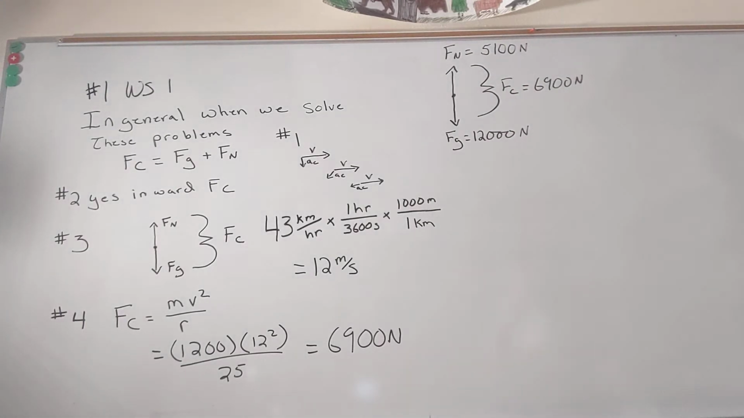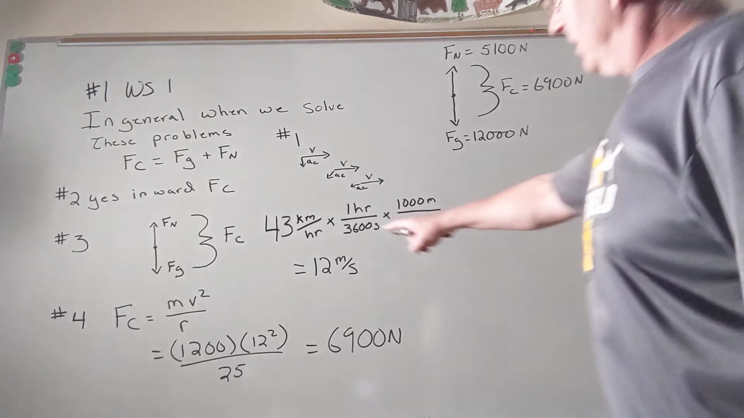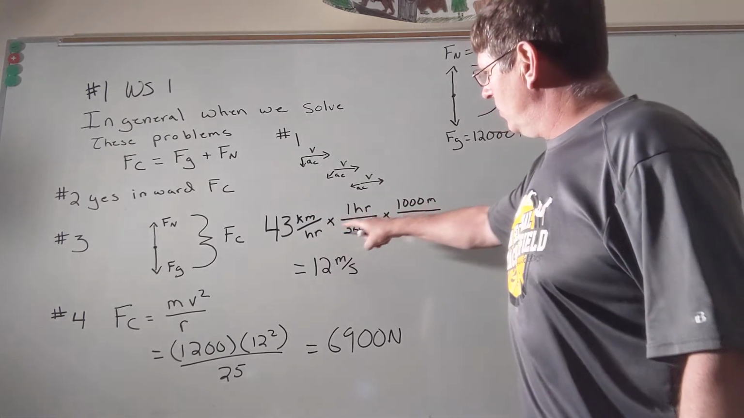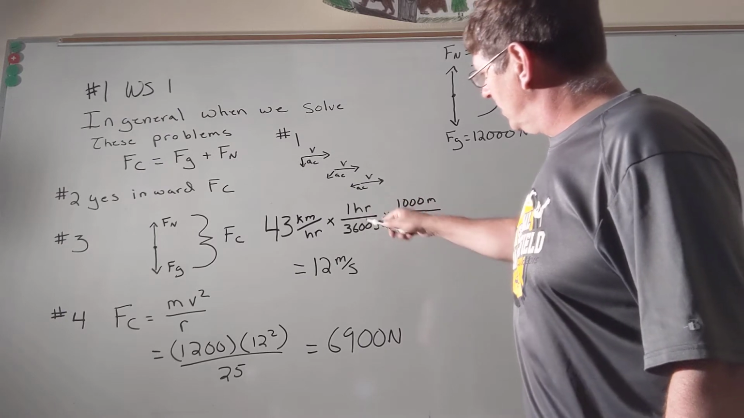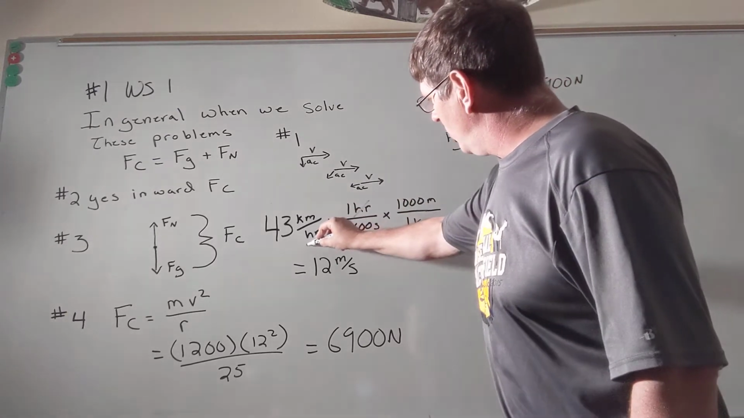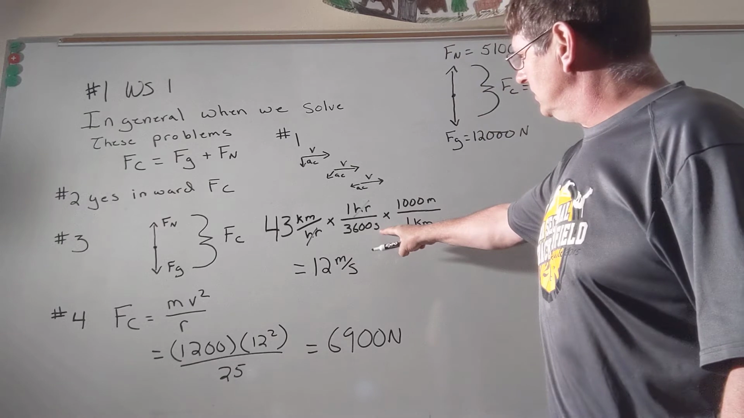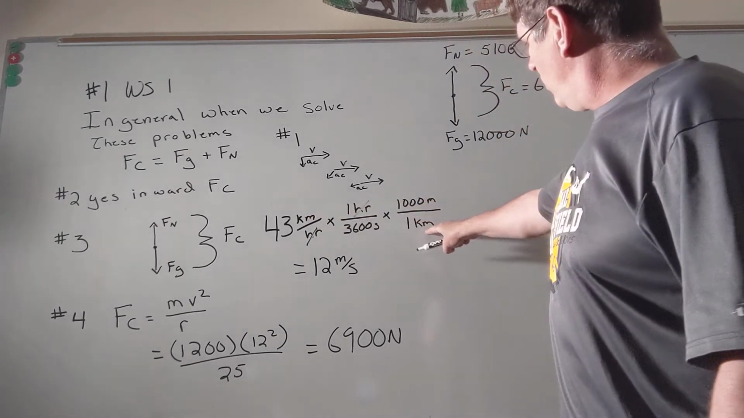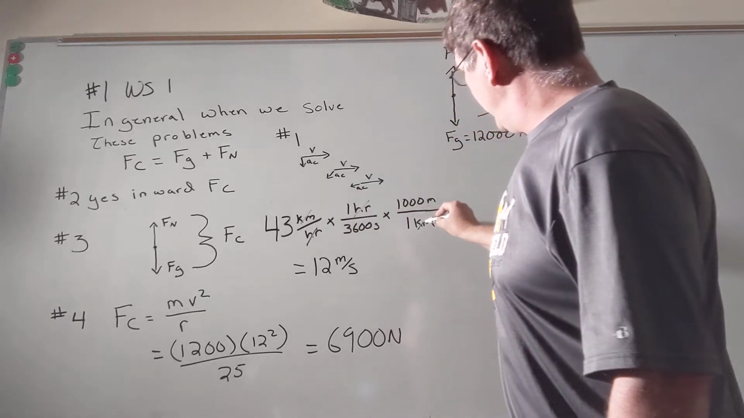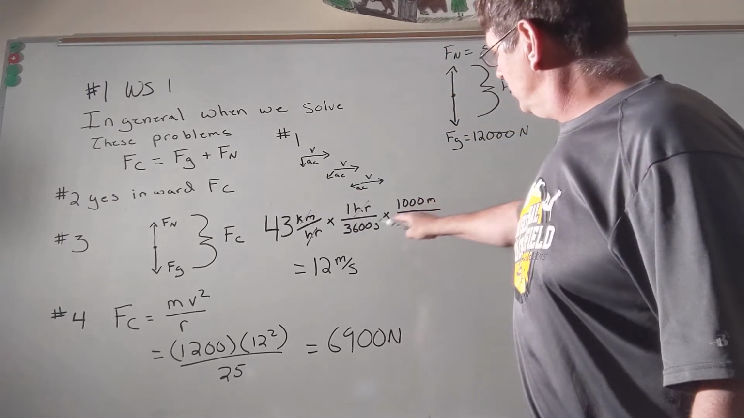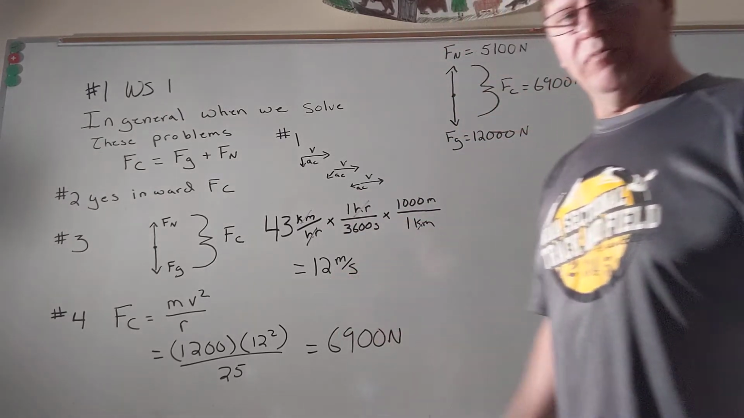The first problem gives you the speed in kilometers per hour. So right away I went and changed that, because we can't use kilometers per hour. I multiplied kilometers per hour. In 1 hour, there's 3,600 seconds, so the hours go away and leave us seconds. And in 1 kilometer, there's 1,000 meters, so our kilometers go away. We're left with meters per second, which is what we wanted, 12 meters per second.